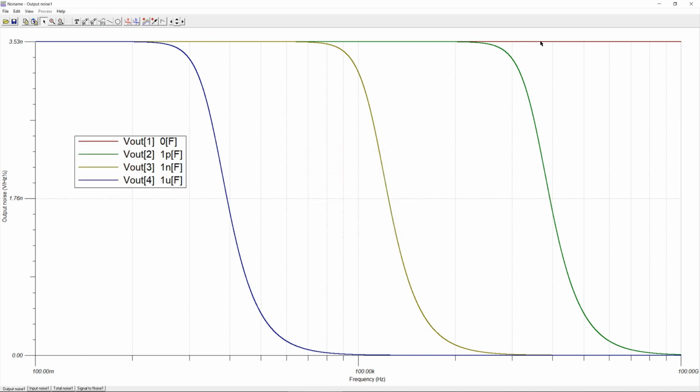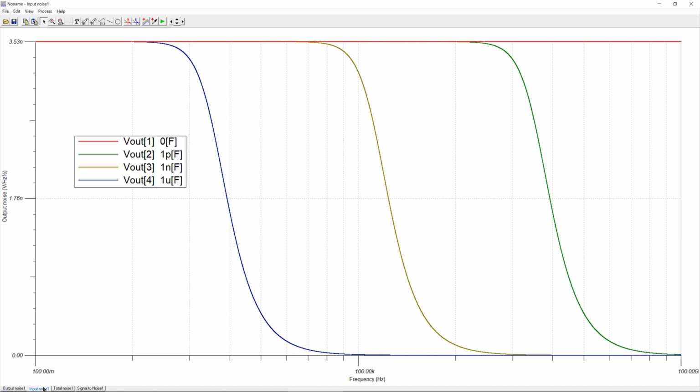So if I now highlight this, just press on it to highlight it, it's actually for 0 farads. If I highlight this one, that is for the 1 pico, so it has the largest cutoff frequency. And this one is the situation for 1 nano, so also a little bit less cutoff frequency. And this is the smallest cutoff frequency, for 1 microfarad. You can see they all start at 3.53 nanovolts per root hertz, but they will decrease if you have filtering. If you don't have filtering, for this case which is just a voltage divider circuit, then you will have a constant output noise voltage.